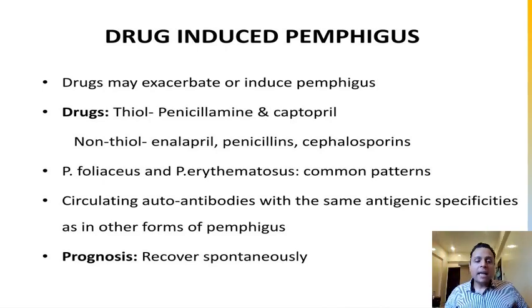So pemphigus foliaceous and pemphigus erythematosus are common patterns. Circulating autoantibodies with the same antigenic specificity will be there, and they actually recover smoothly. Okay, they will recover smoothly. This is again because of the molecular mimicry and destruction of the desmosome.